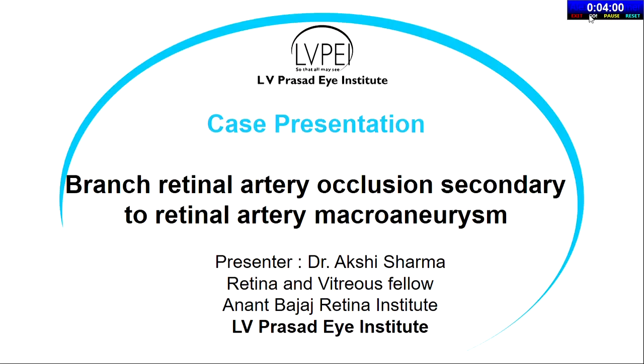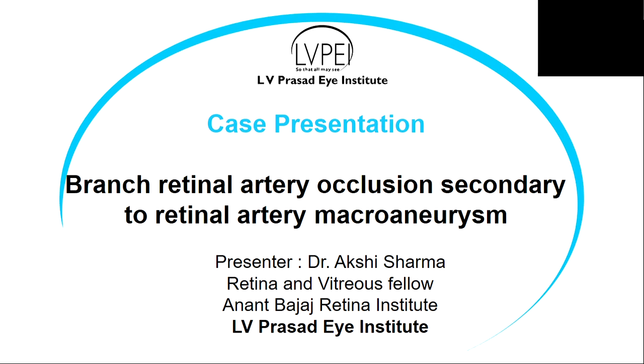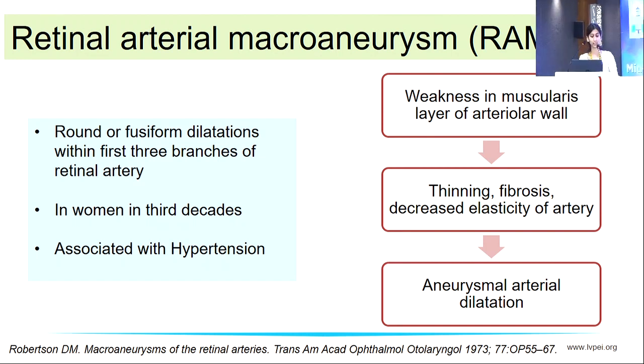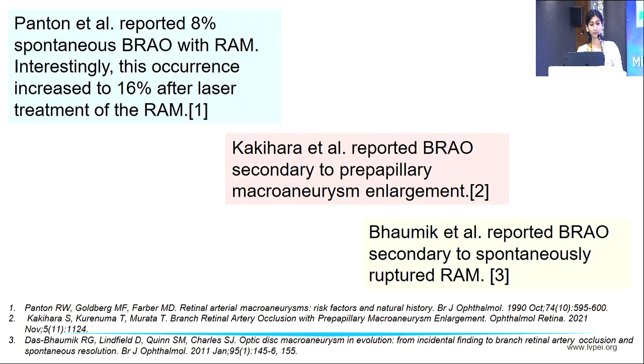Good evening, everyone. I will be starting the next case presentation of branch retinal artery occlusion secondary to retinal artery macroaneurysm. Before starting the case, RAMs are round or fusiform dilatations within the first three branches of the retinal artery, usually found in women in their third decade and associated with hypertension, atherosclerosis, or hyperlipidemia. There have been very few reports of branch retinal artery occlusion secondary to RAM.